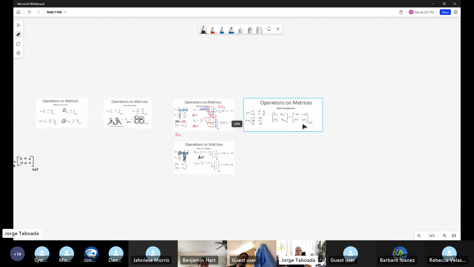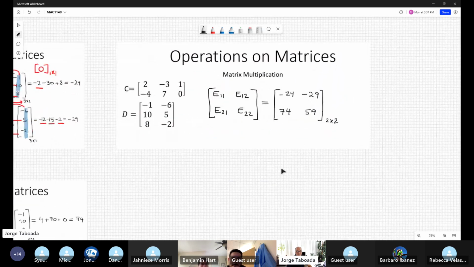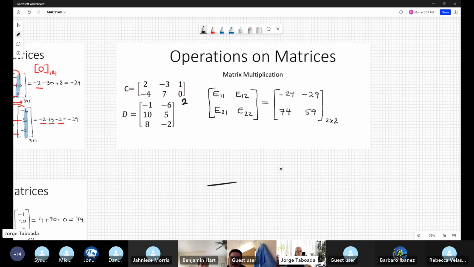Look. Remember, this matrix is 2 by 3, and this matrix is 3 by 2. You see the numbers matching perfectly, and we get 2 by 2. And the answer is 2 by 2, and each component I computed separately is -24, -29, 74, and 59.